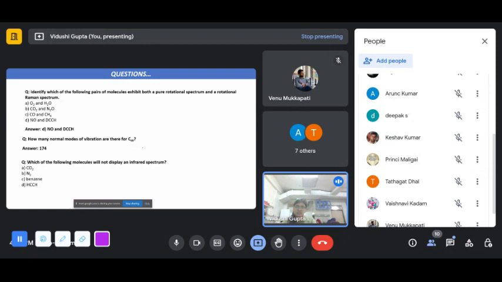Then we again discussed fullerene. C60 is fullerene basically. It's a non-linear molecule. So the number of vibrational modes will be calculated by 3N minus 6, as N is 60 in this case. So it will be 174. And for linear, we know it is 3N minus 5.